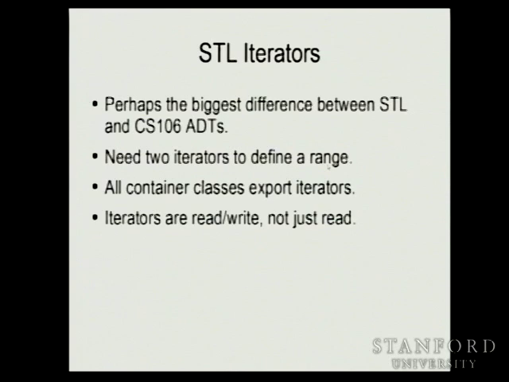Now, you might wonder why anyone would voluntarily make something look like a pointer. There's a very good reason. What this means is that they're about as smart as a pointer, which means they know nothing. So if you want to iterate over a range, you have to have two different iterators. You have to say, start here, stop there, keep walking forward until you get there. And admittedly, it's more work.